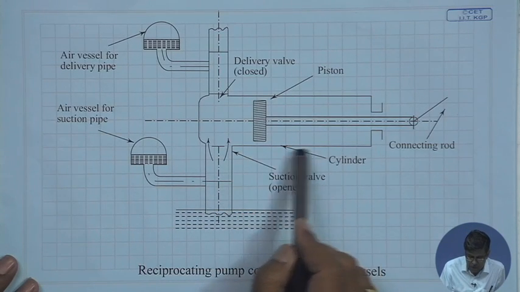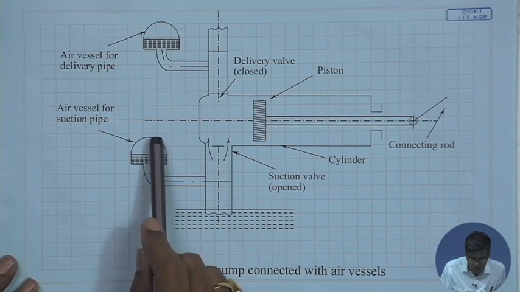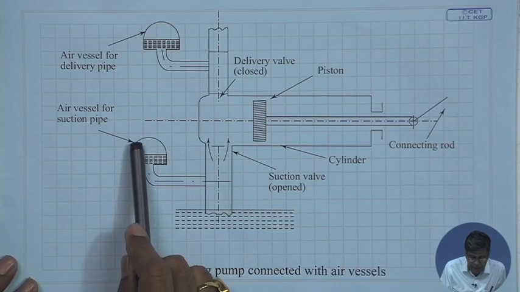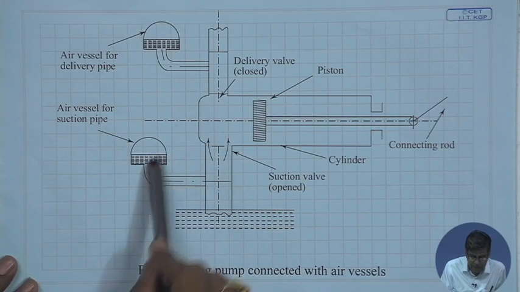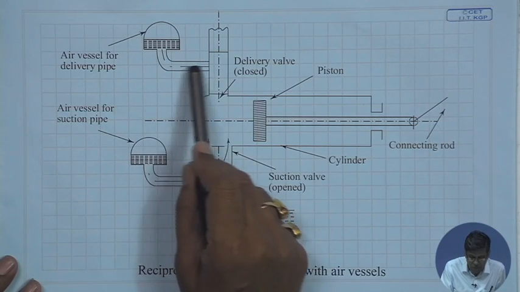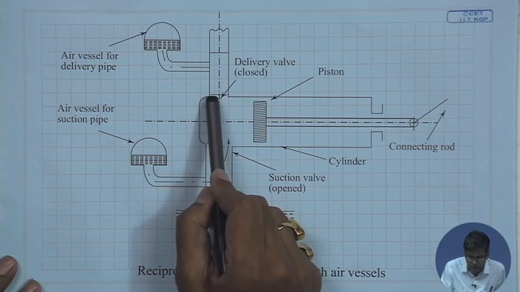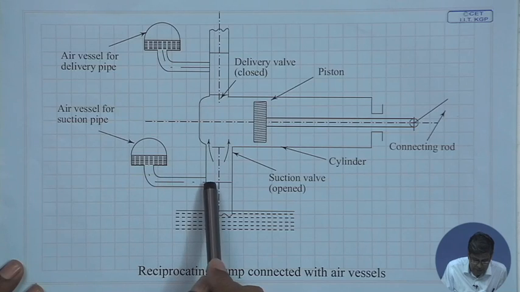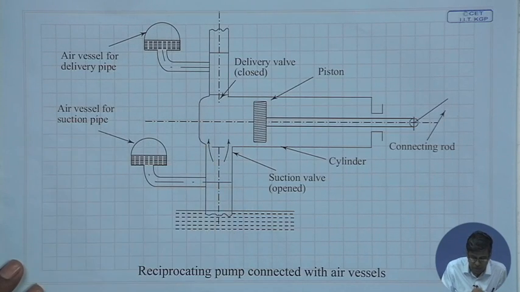How does it look? You see, this is the reciprocating pump. Air vessels are vessels closed on one side, containing water and air above it, which is at a higher pressure. These air vessels are connected on the suction side and delivery side as close as possible to the pump cylinder. This is in the suction side. This is the air vessel for the suction pipe. This is the air vessel for the delivery pipe.